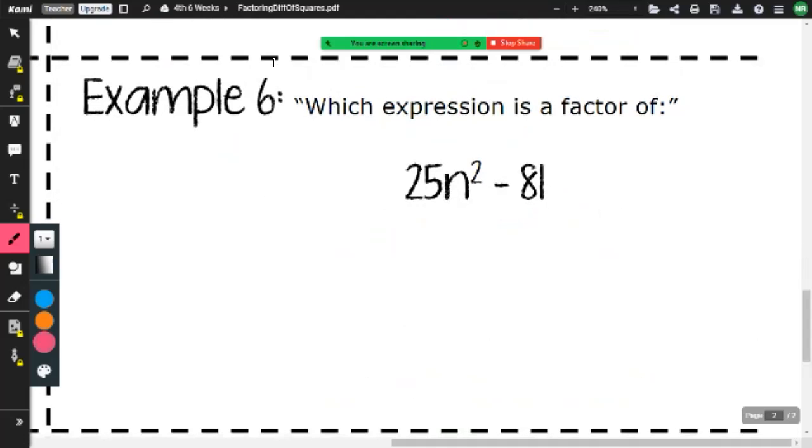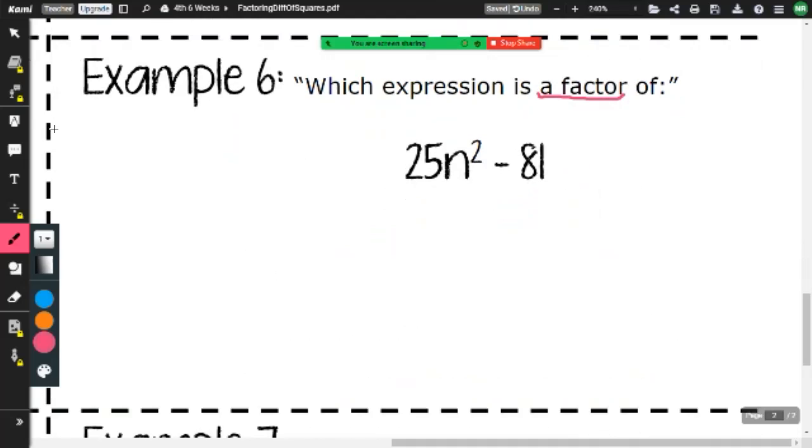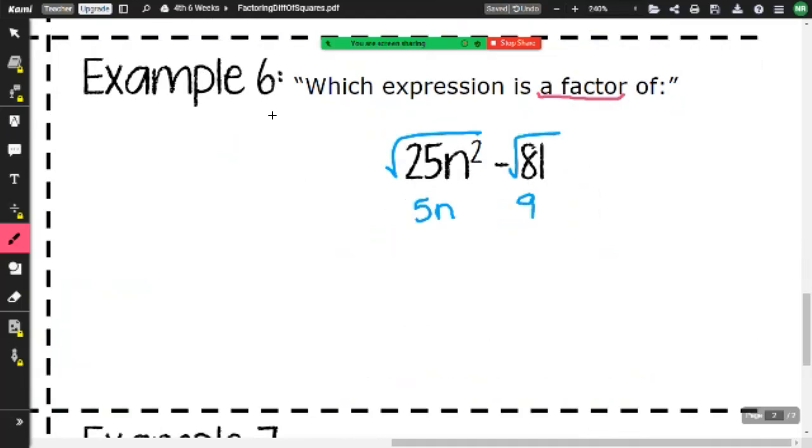Another one, example 6, once again, which one is a factor? We're only looking for one of them. We still have to get both of them to match it up to one of them. What's the first step? You see two terms with a minus sign, you take the square root. And the square root of 25? 5, it gives us a perfect number, so we don't have to worry about greatest common factor. Square root of n squared is n. And now the square root of 81, perfect squares when it gives you a whole number.